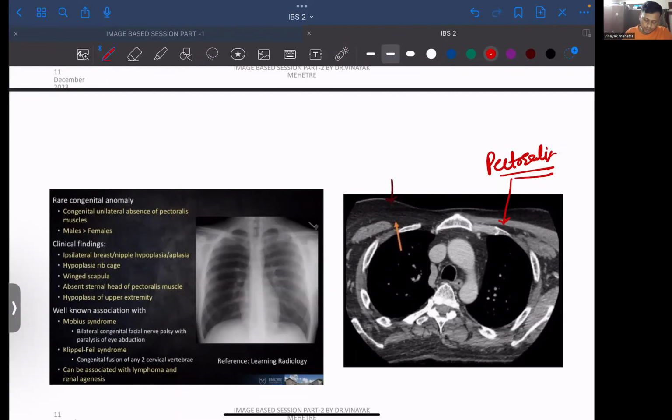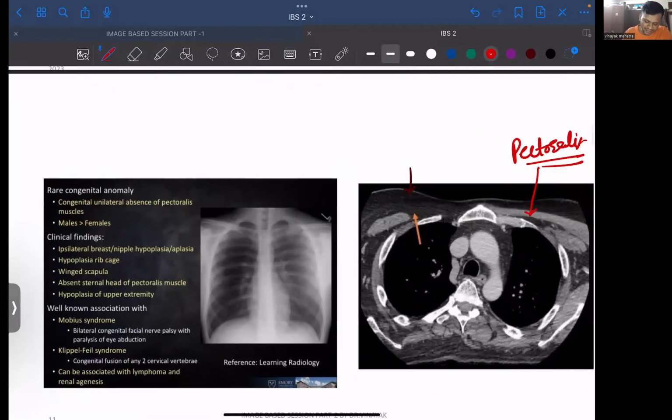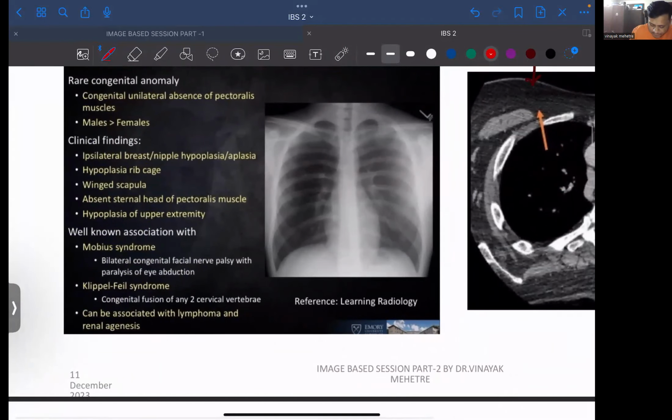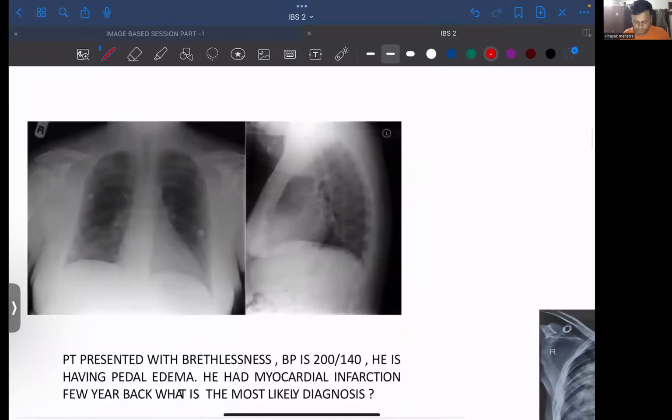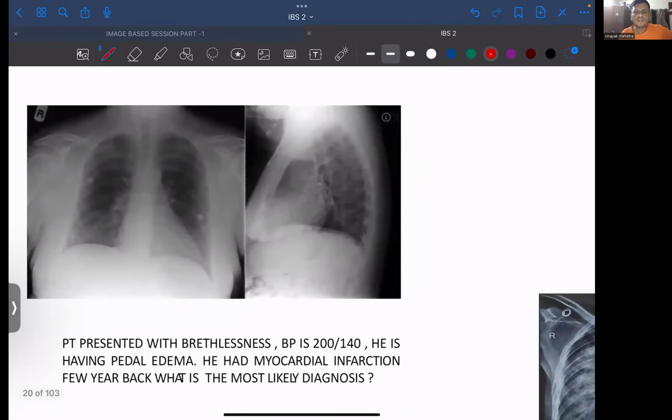Okay. Poland syndrome is associated with what? Your one-liner questions. Mobius syndrome and Klippel-Feil syndrome. Klippel-Feil syndrome has been asked already. Okay. It has been asked already. So anything can come. Try to answer, the exact same question has been asked.